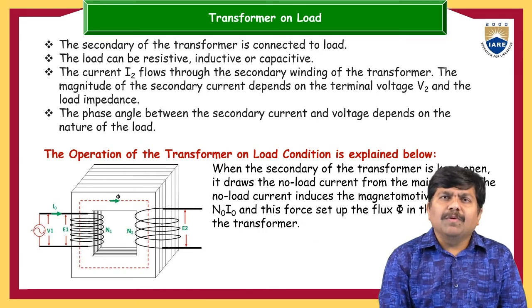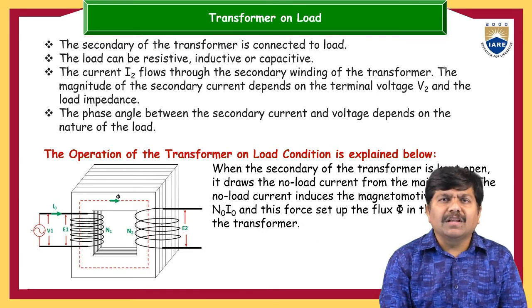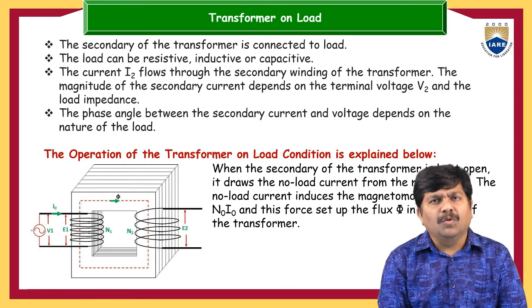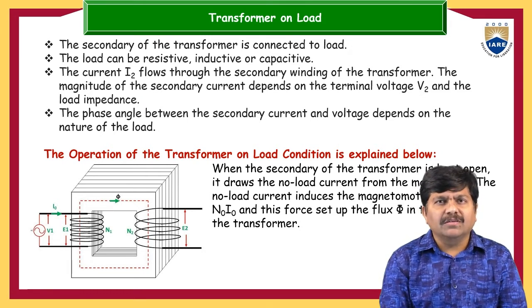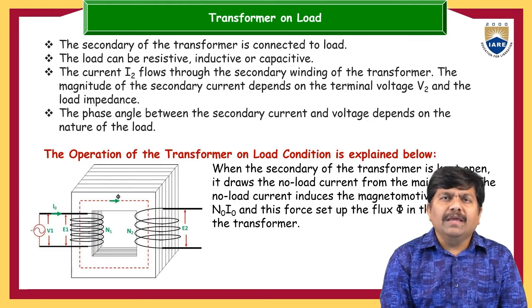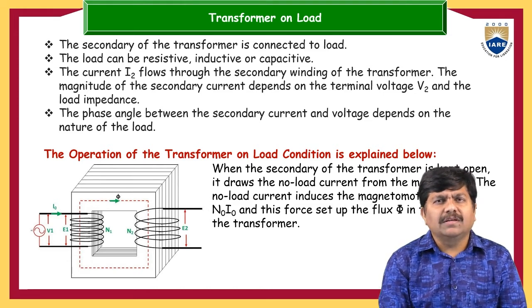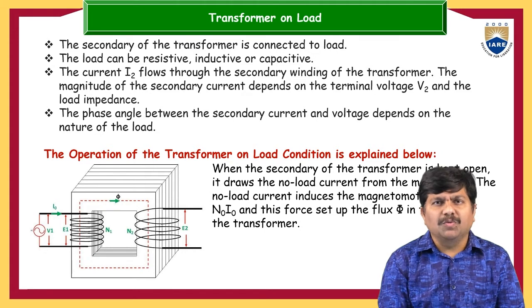So, transformer on load means the secondary of the transformer is connected to the load. As we know, the primary is meant for the source, supply voltage. The secondary winding is the one across which we connect the load. The load can be of different types: resistive, inductive or capacitive. Sometimes people say the load is a unity power factor, UPF, load. A UPF load is nothing but a resistive load, a lagging power factor load means inductive, and a leading power factor load means capacitive.